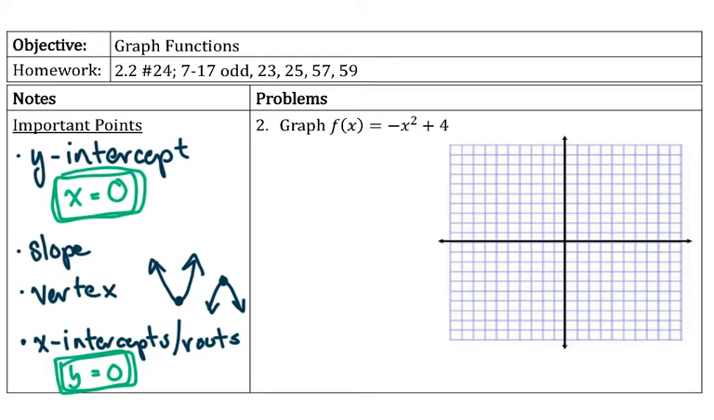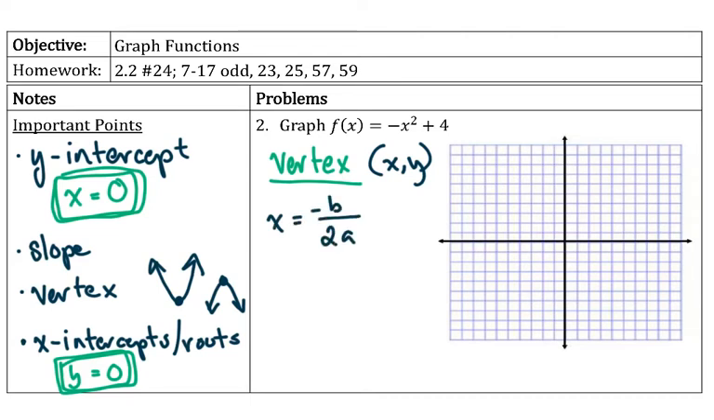Now, since this is a parabola, because it's quadratic, meaning that it has a degree or a highest exponent of 2, we're going to start by finding the vertex. Now, if you remember from previous years, the vertex is a point (x, y) where the x value is negative b over 2a. Now it's like, okay, well, we don't see any b's or a's or anything like that.